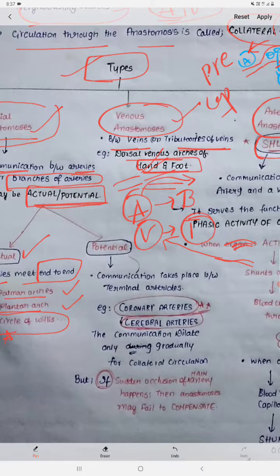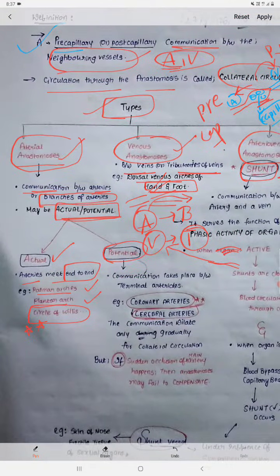Coming to the other type of arterial anastomosis, that is potential anastomosis. Communication takes place between the terminal arterioles. Examples are coronary arteries and cerebral arteries. The communication dilates only. Dilate means it increases in size; if the artery is like that, after dilation it will become like this. So the communication will be dilated only gradually for the collateral circulation. But if any sudden occlusion of artery happens, then anastomosis may fail to compensate.